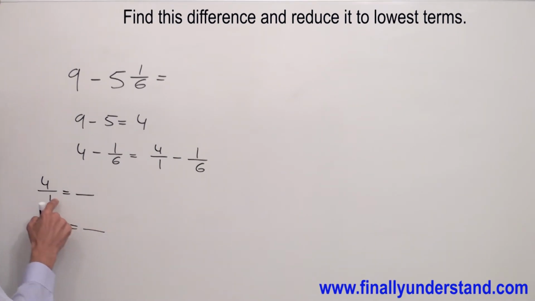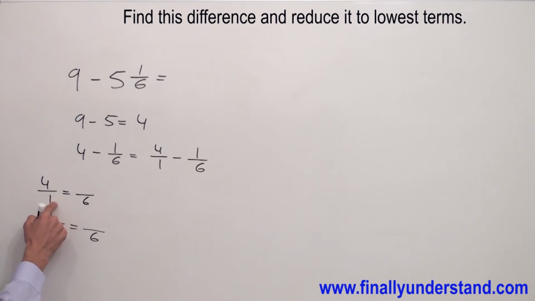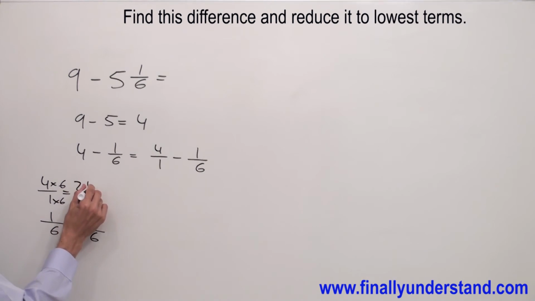Common denominator for 1 and 6 is 6. Why? Because 6 is divisible by 1 and 6 is divisible by 6. This is the lowest common denominator for these two denominators. By what number do I have to multiply 1 to get 6? I have to multiply by 6. Whatever I did for the denominator, I have to do also for the numerator. 4 times 6 is equal to 24.